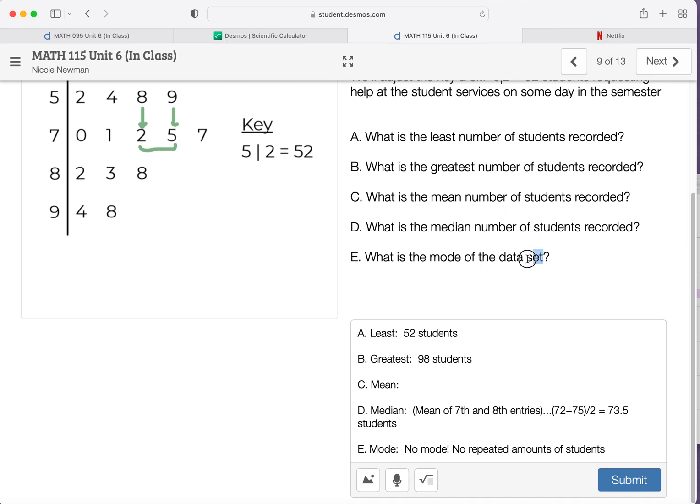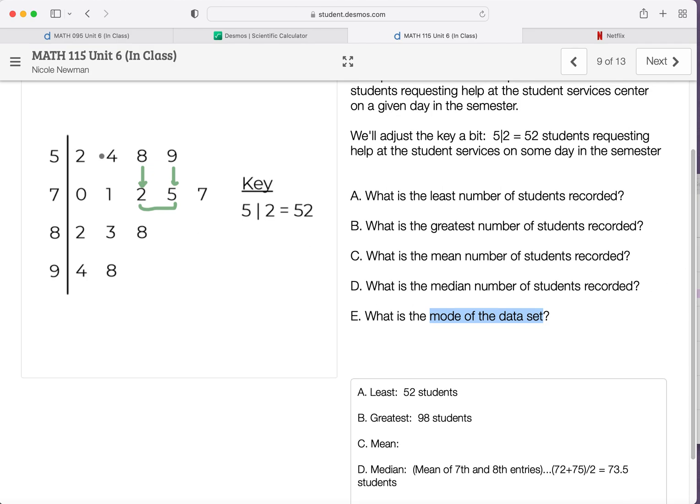The mode of the data set is the most frequently occurring entry. And when I look through here, I don't have anything that repeats. It looks like maybe an 8 repeats, but remember this is 58 and this is 88. Those aren't repeats. So we don't have a mode for this data set. Nothing is repeating in those rows.